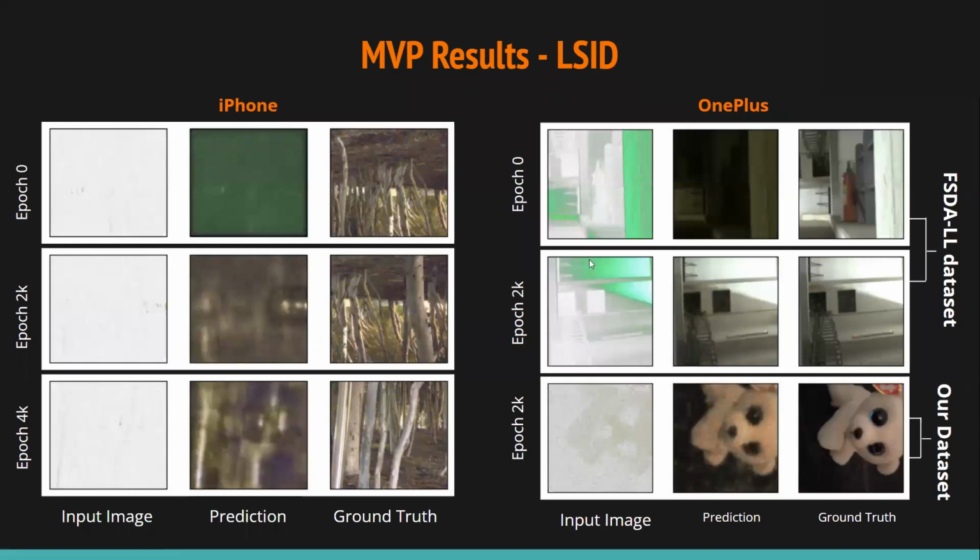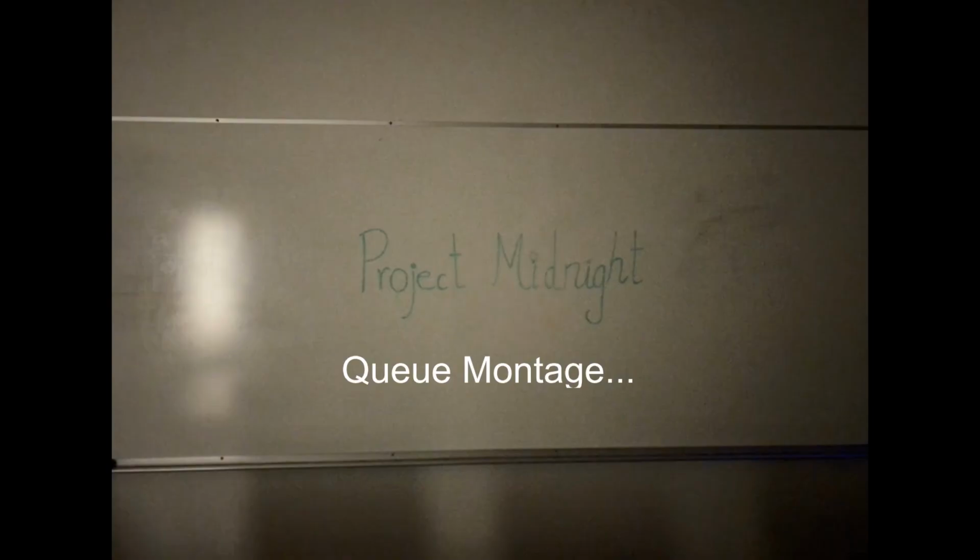So these were our results at the MVP presentation. This was a good learning experience because we learned that our input dataset did not have much illumination at all, and so it was a very constrained, hard problem to solve compared to the datasets from the previous state-of-the-art works. We threw together a quick video to summarize the Project Midnight process.